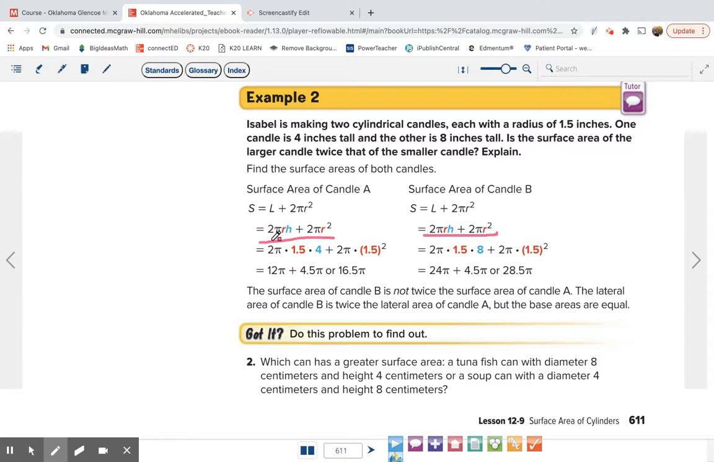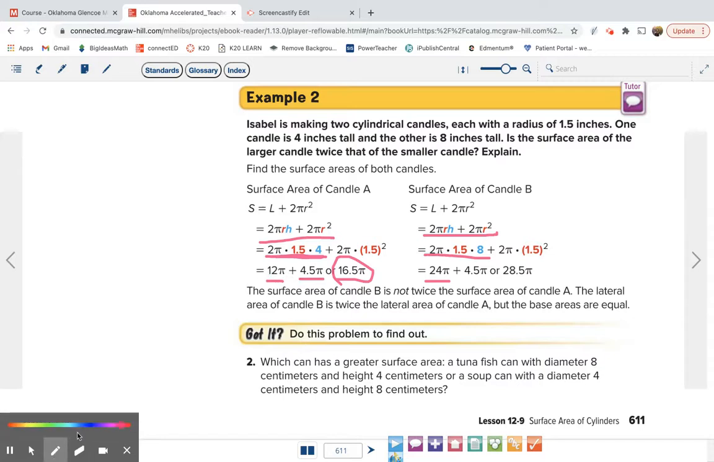So looking at our 2 pi RH, I would multiply this. When I do that part, I get 12 pi. 2 pi r squared, 1.5 squared, times 2 is 4.5 pi. So when we add those together, we get 16.5 pi. So let's do the other one and see. So then we plug in same radius, but this one has a height of 8. So we're multiplying these numbers to get 24 pi.